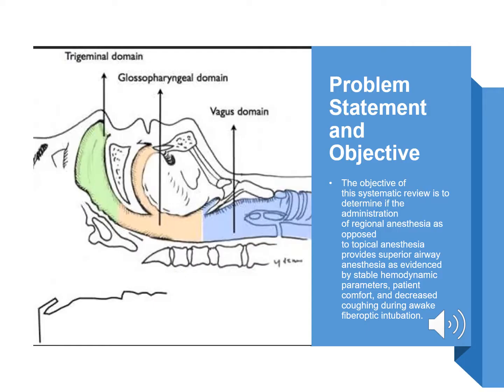Endotracheal intubation is an uncomfortable anesthetic procedure, and multiple forms of topical and regional anesthesia are used in various clinical practice settings to anesthetize the airway and to make it more tolerable for patients. The objective of the systematic review is to determine if the administration of regional anesthesia, as opposed to topical anesthesia, provides superior airway anesthesia, as evidenced by stable hemodynamic parameters, patient comfort, and decreased coughing during awake fiberoptic intubation.